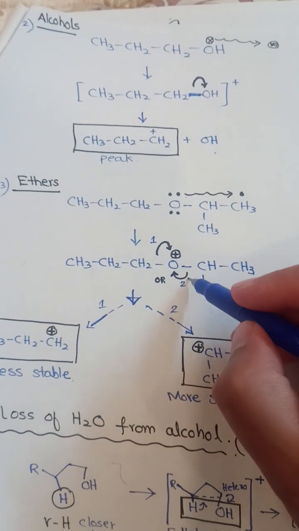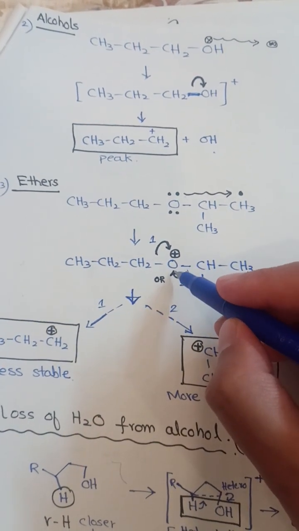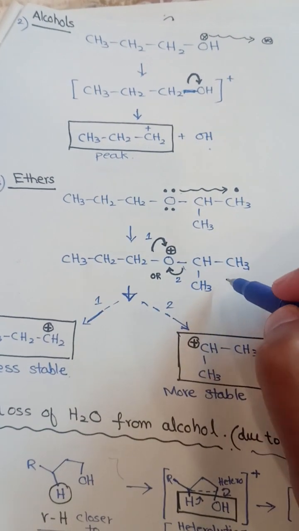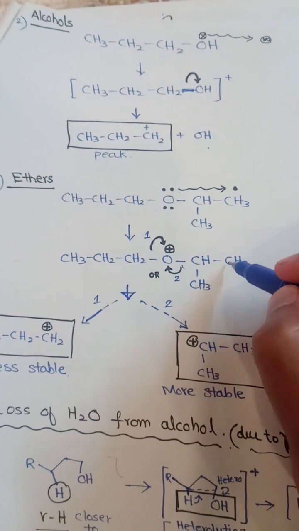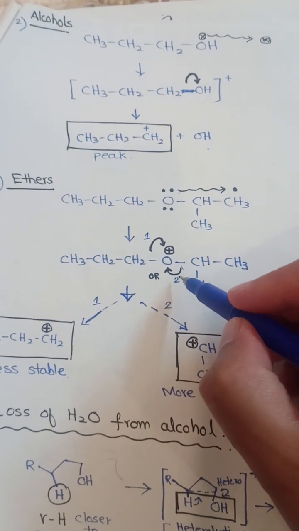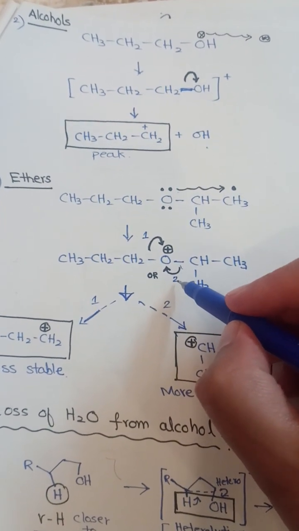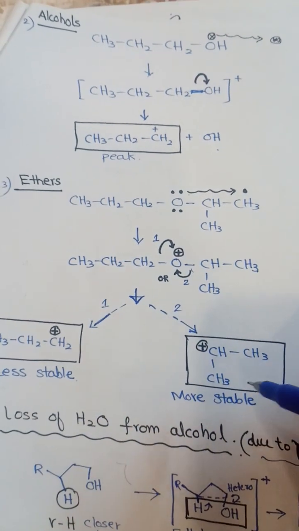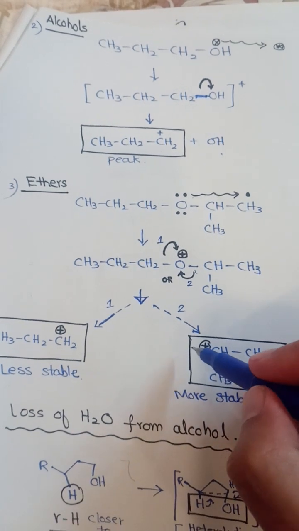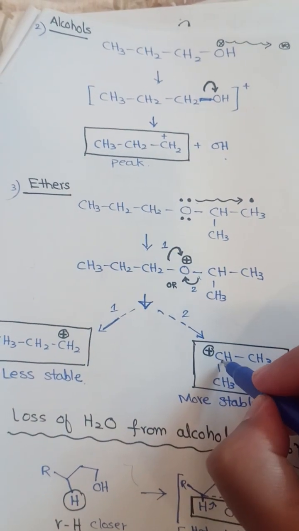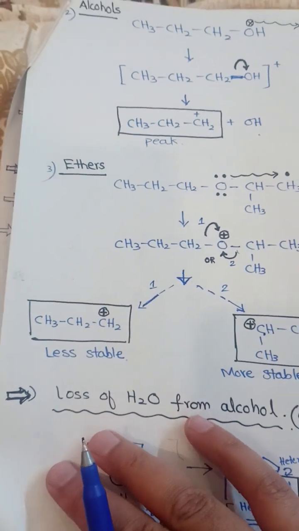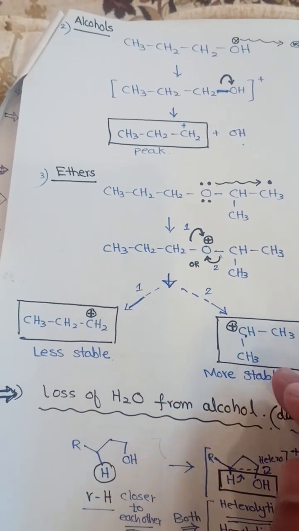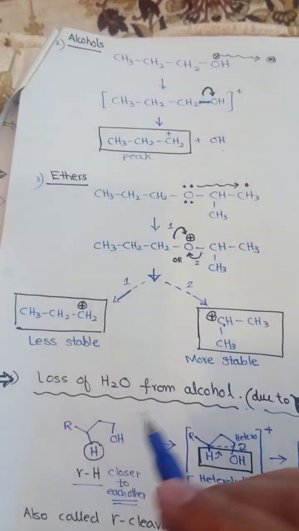However, there are more chances of cleavage occurring from this side because of the stability of the isopropyl group. That is why this is called type 2, and when the cleavage occurs, we get this peak where the positive charge is at the secondary carbon. But in both cases, we will get the same mass to charge ratio.